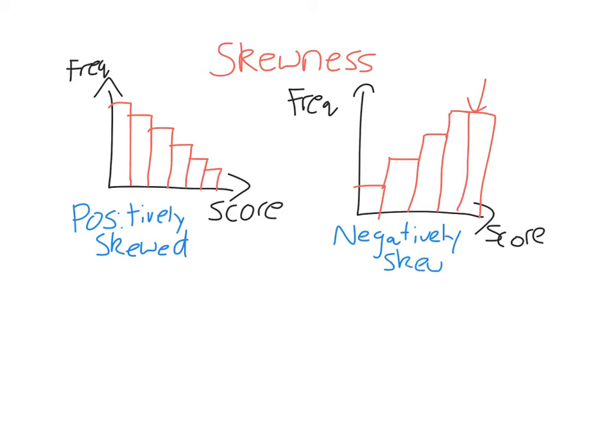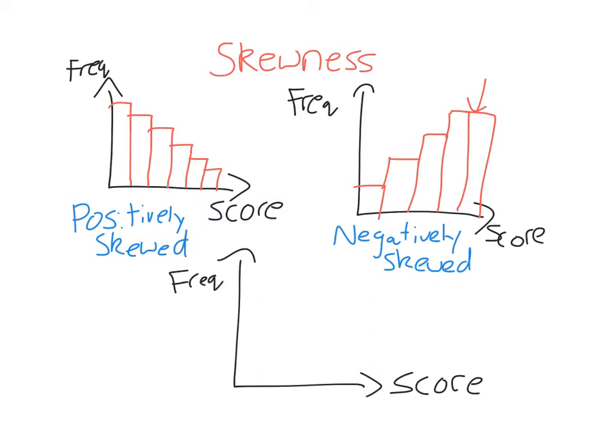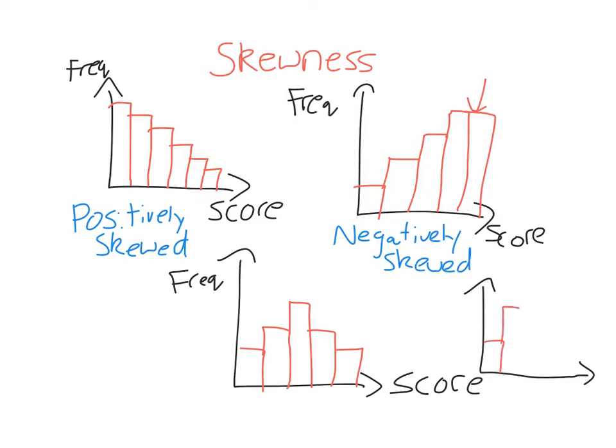If data is neither positively skewed nor negatively skewed, then we say it's symmetrical. Now, symmetrical usually means there's a higher frequency of scores closer to the middle, so you might expect something like this. However, that isn't always the case. It can be symmetrical even if it doesn't have a higher frequency of scores closer to the middle. If you have something like this, this would be symmetrical.